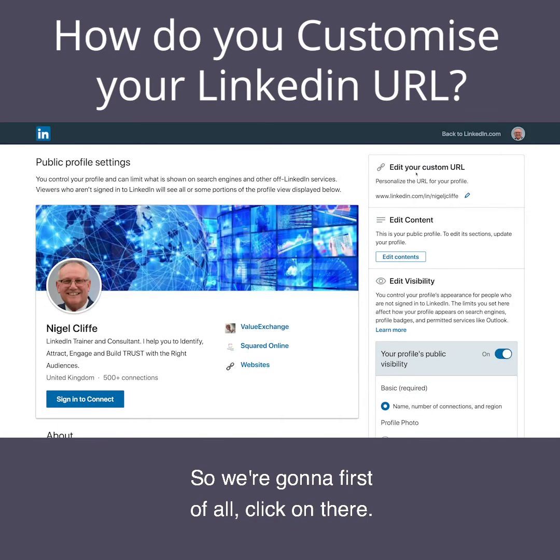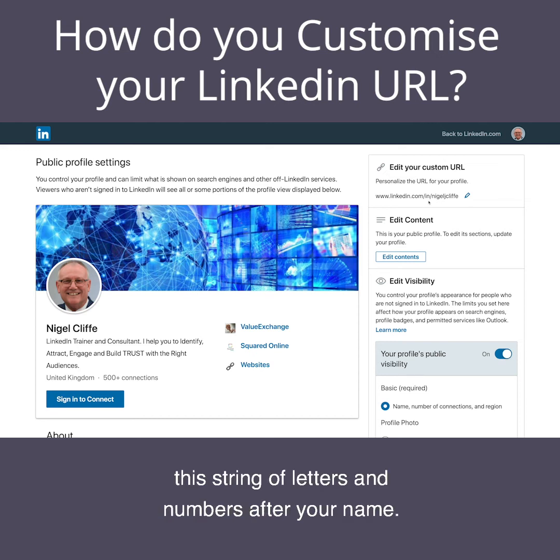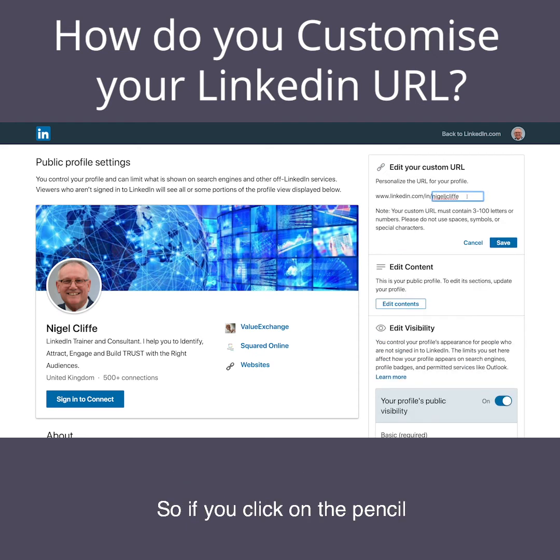So we're going to first of all click on there and it will open up another screen in which that information almost repeats. So it's edit your custom URL, and you see next to your name will appear this string of letters and numbers after your name. So if you click on the pencil that just appears alongside it, a box will open up surrounded by a blue outline, and in it will be that miscellaneous numbers and strings thing.